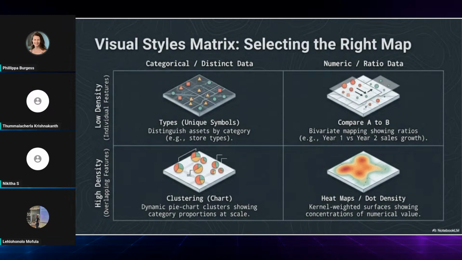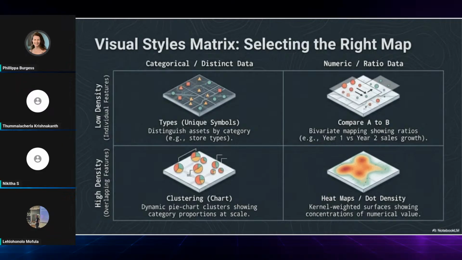And so an example here, under categorical in that top left corner, is the types: unique symbols. Distinguish assets by category, store types, or clustering. Do you need a chart? You can do a dynamic pie chart cluster showing the category proportions at scale, or you can do different size circles or different ways to visualize that data.